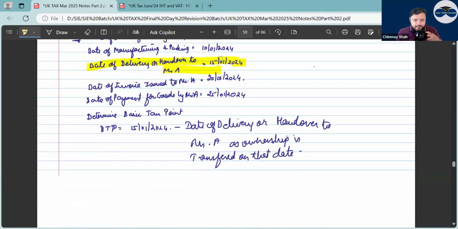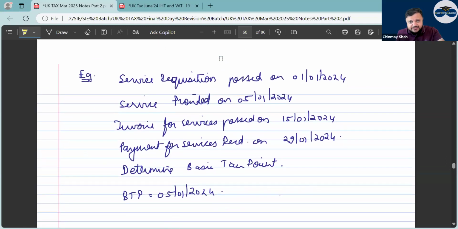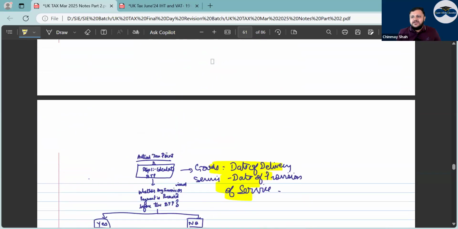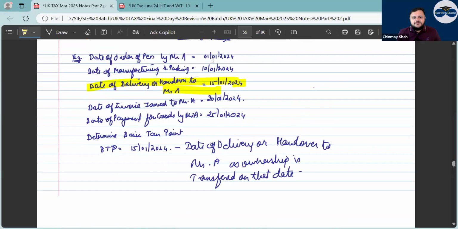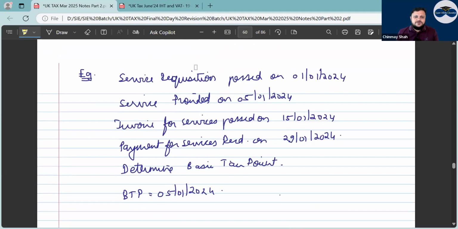Time of supply has two concepts. There is a concept of BTP and ATP. What is BTP? Tell me. Basic tax point. Have a look. Basic tax point is the date of delivery or handover, right? In terms of goods, whenever delivery or handover is done, that is the basic tax point. And in services, it is what? The date the service is provided, correct? Provision of service, right?